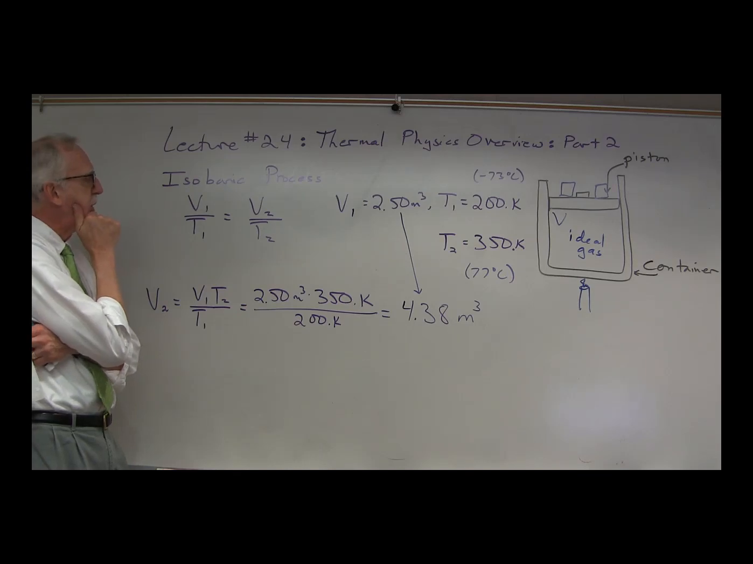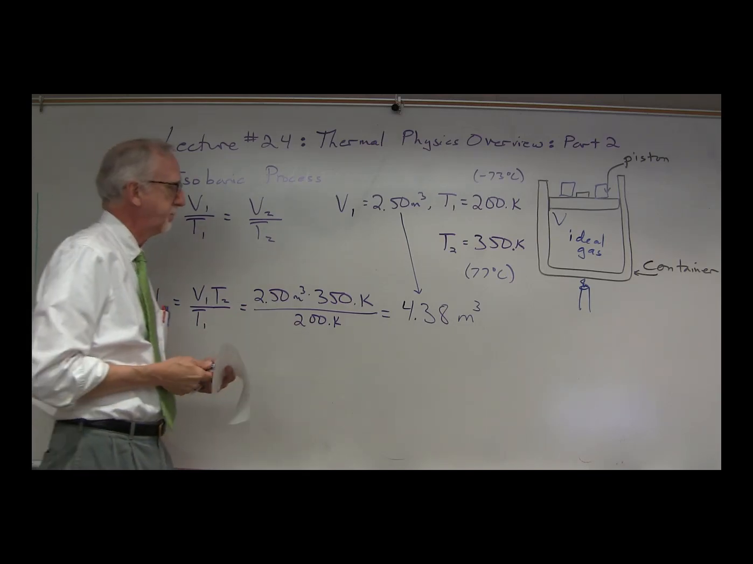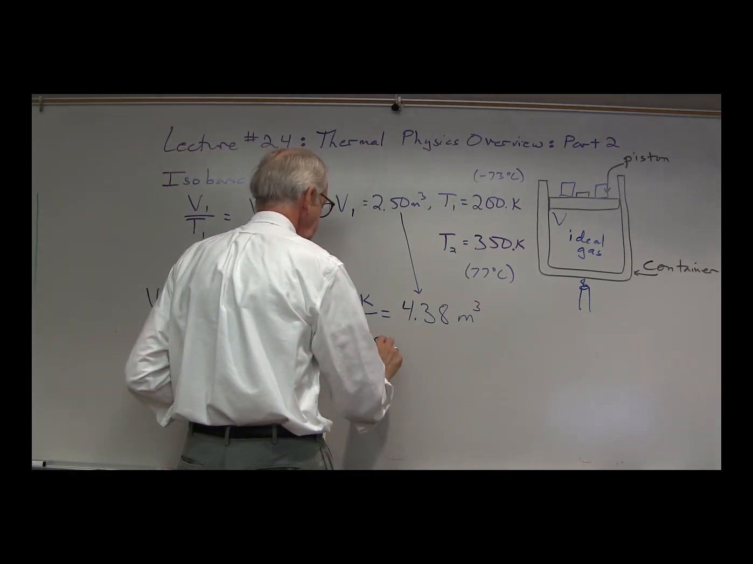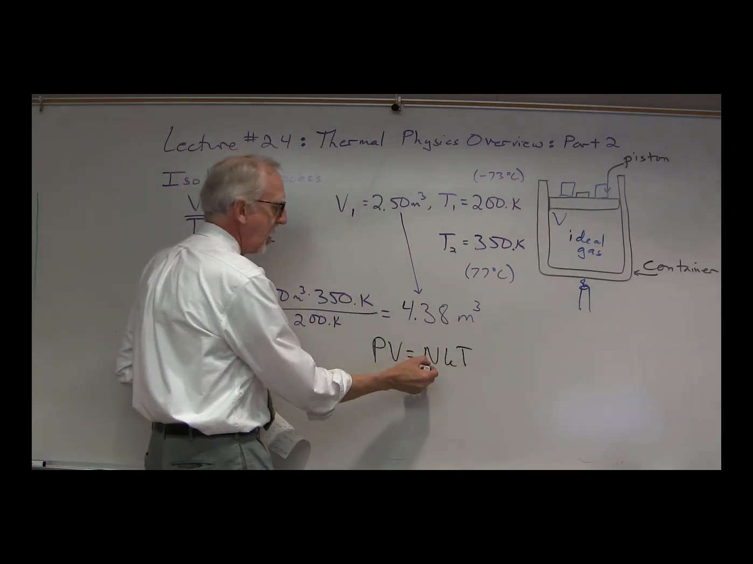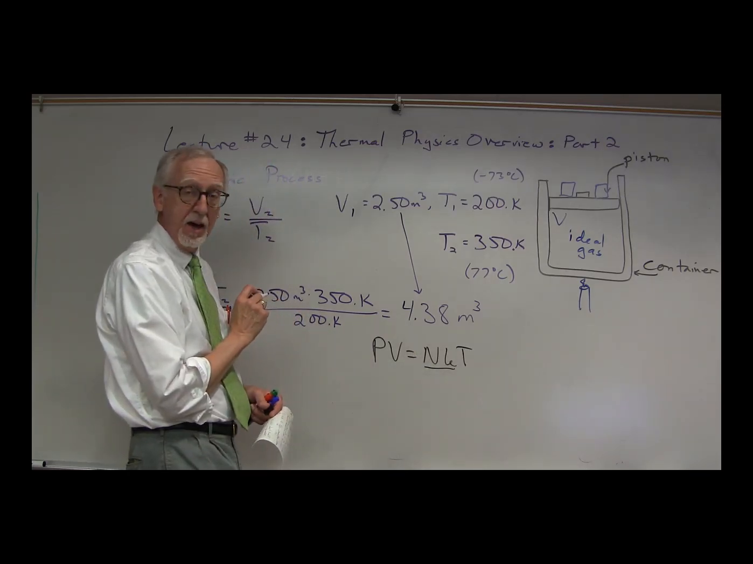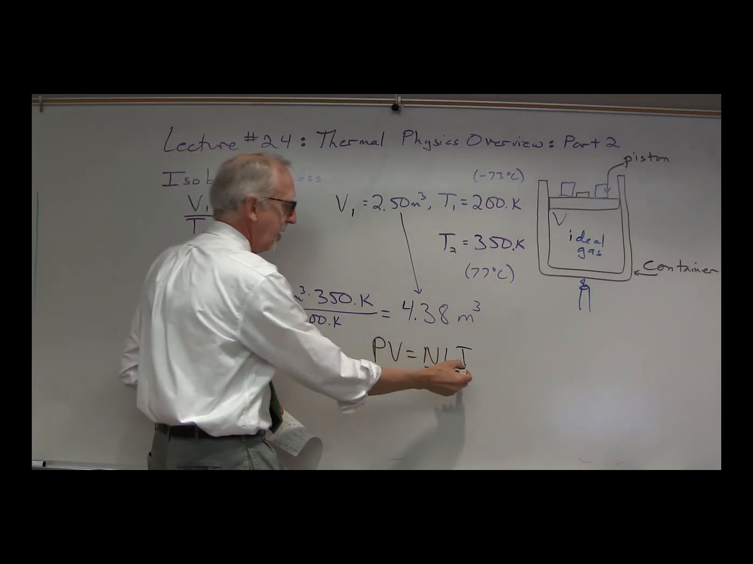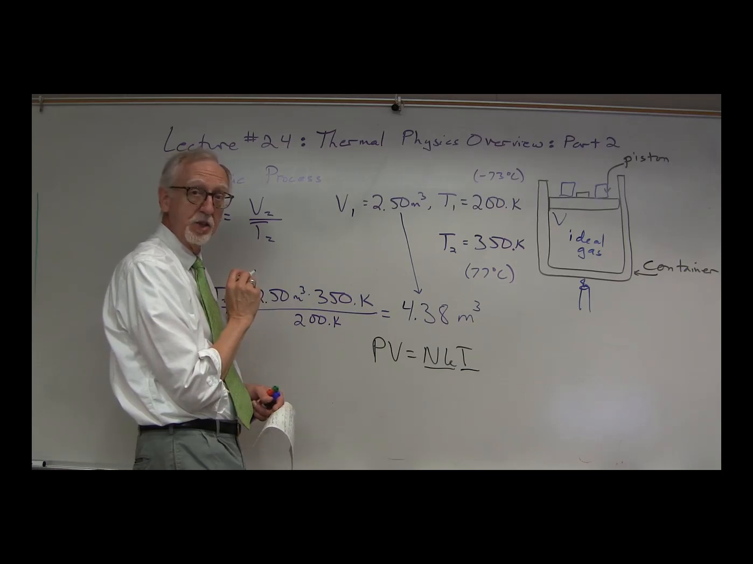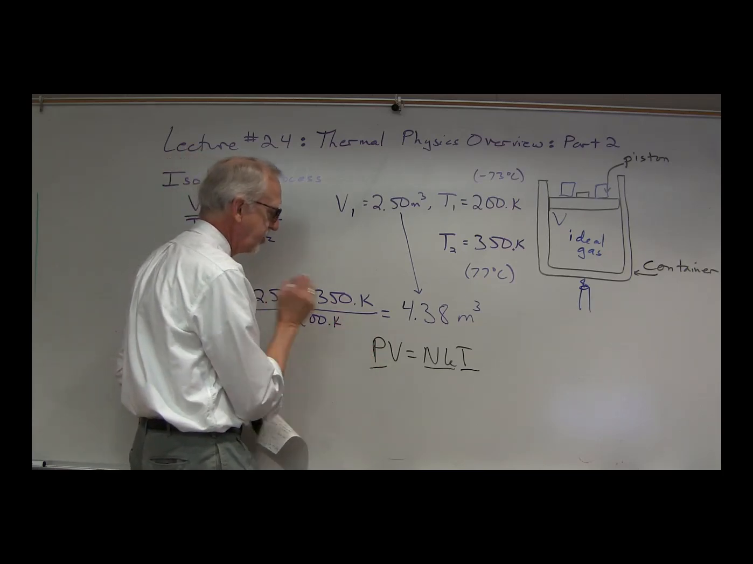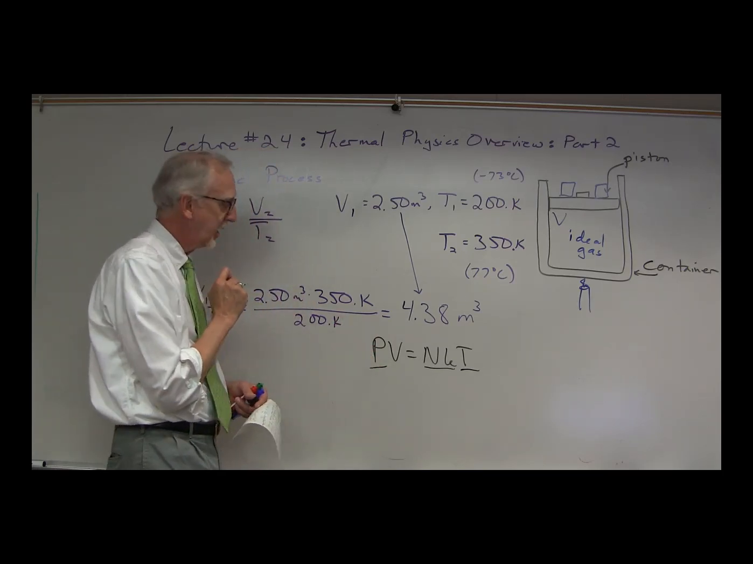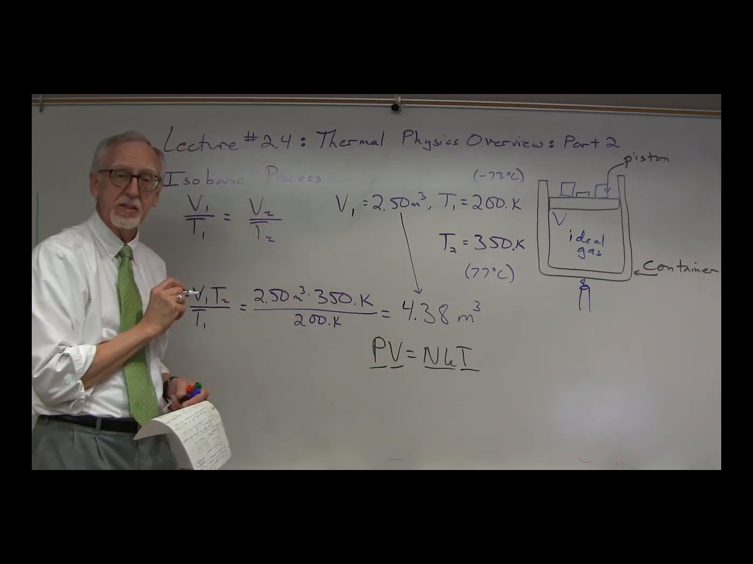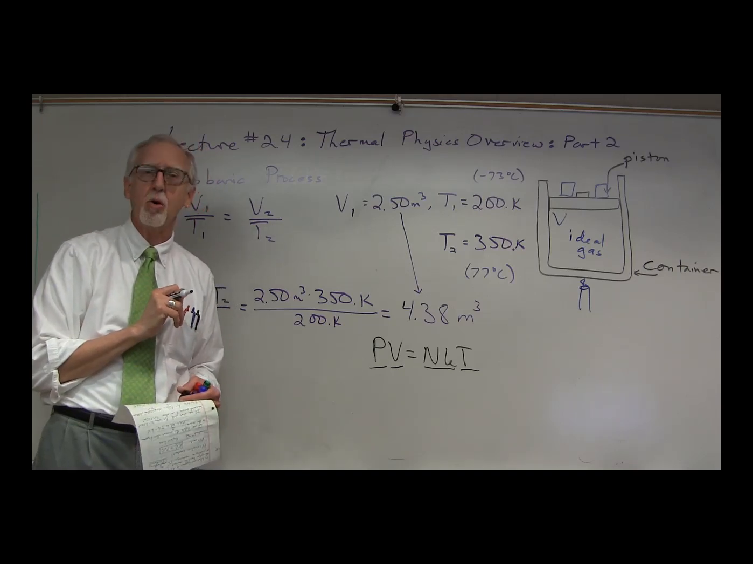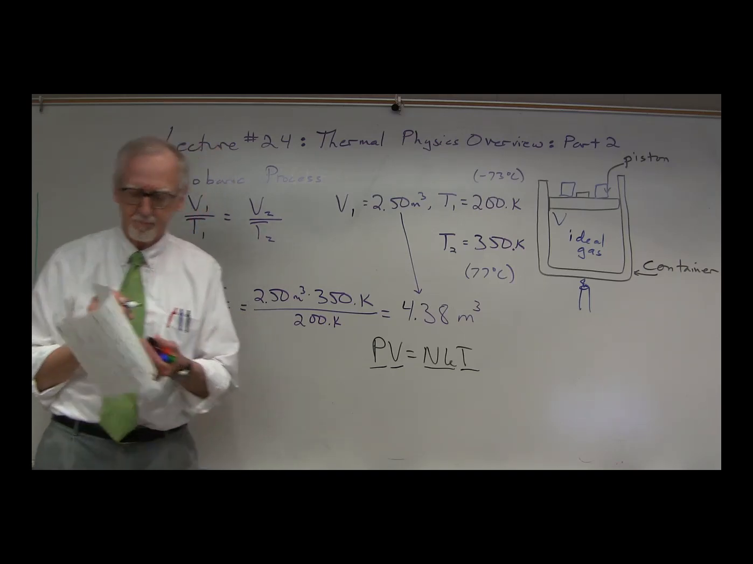Well, what can we do? Let me just write down the ideal gas law again. We've got PV equals NkT. We are assuming that N and k are held fixed. We have held the temperature fixed, that was the isothermal. We held the pressure fixed, that was the isobaric. What else can we do? Well, what about if we hold the volume fixed? That's what we'll do. That's called an isochoric process. Let's take a look at that.